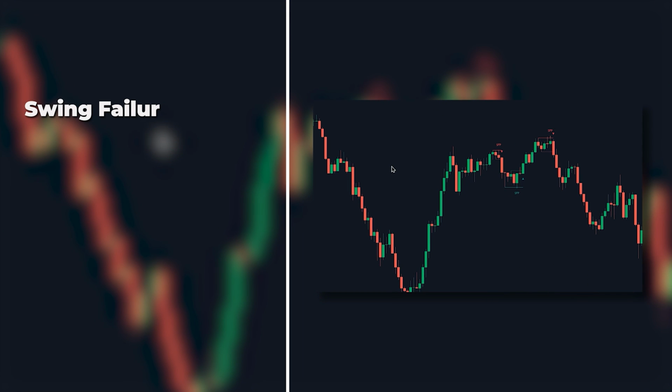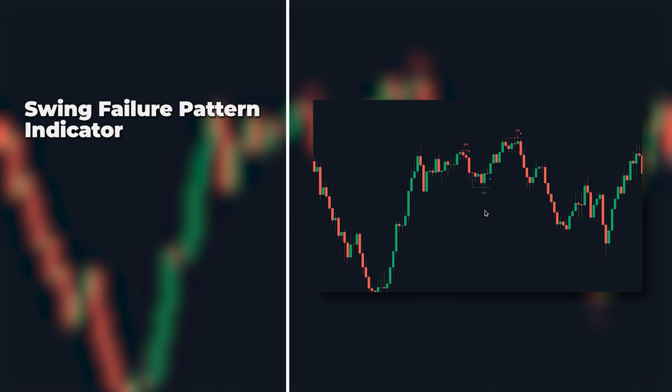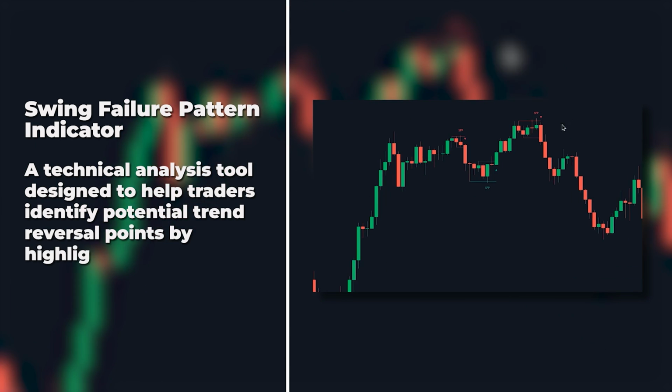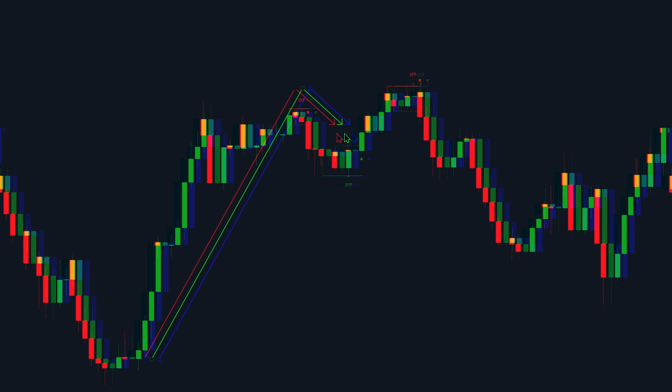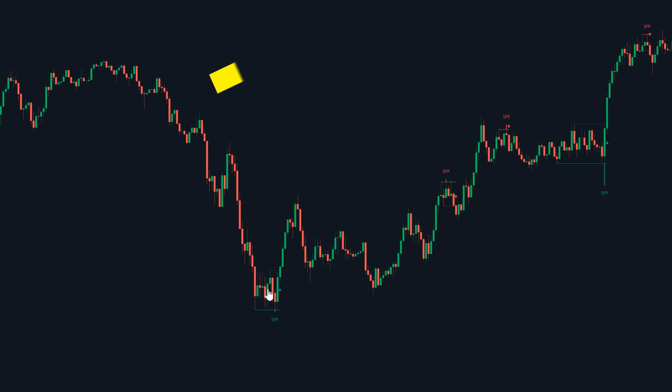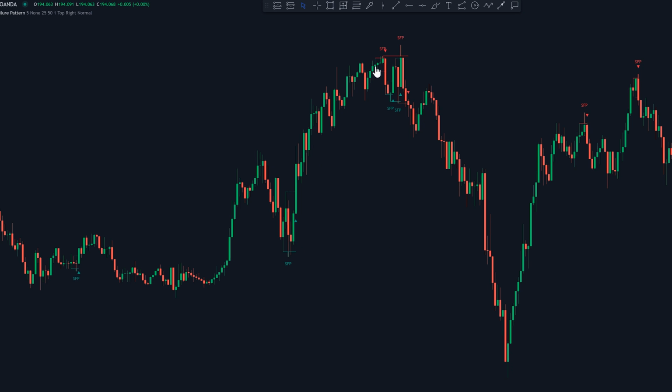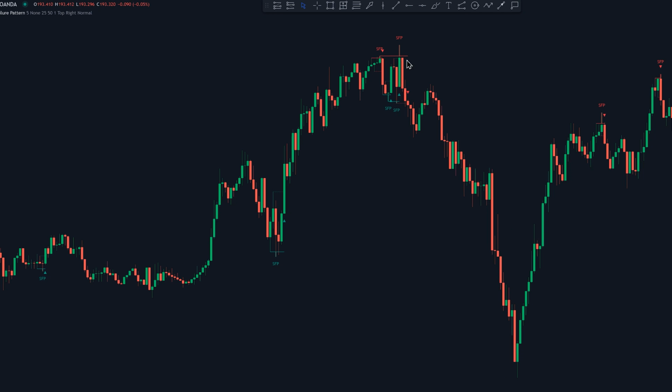Now, the Swing Failure Pattern, or SFP Indicator by LuxAlgo, is a technical analysis tool designed to help traders identify potential trend reversal points by highlighting specific patterns on the chart. So like here, this was a bearish trend, and then down here we had a bullish swing failure pattern, as indicated by the indicator. Immediately after the pattern was formed, the market did a trend reversal to the upside. Same thing happened here. We had a bullish trend and then a bearish swing failure pattern was printed. Soon after, a trend reversal to the downside.